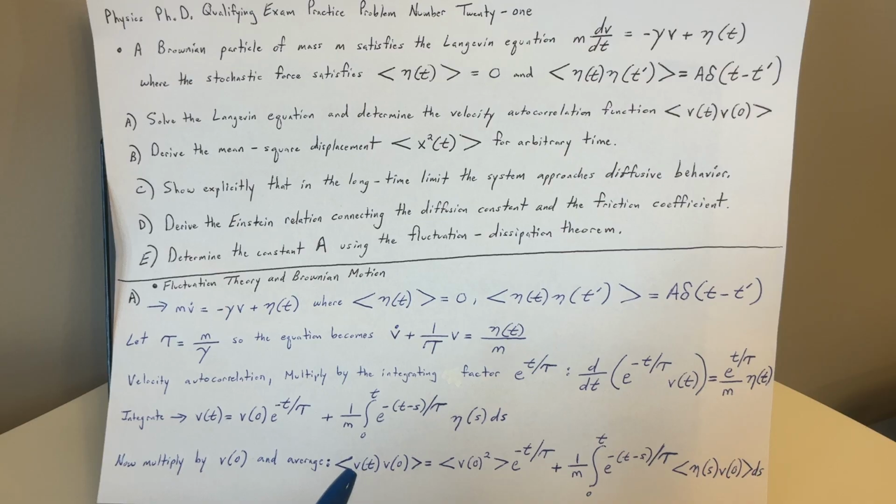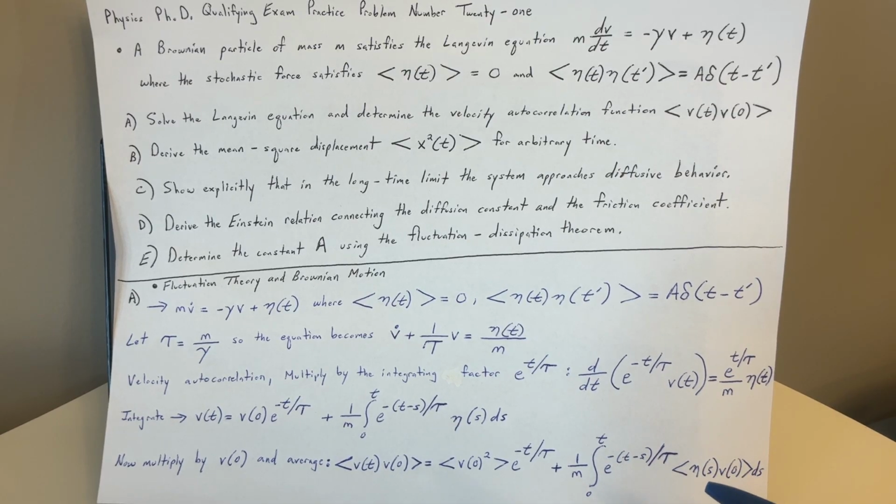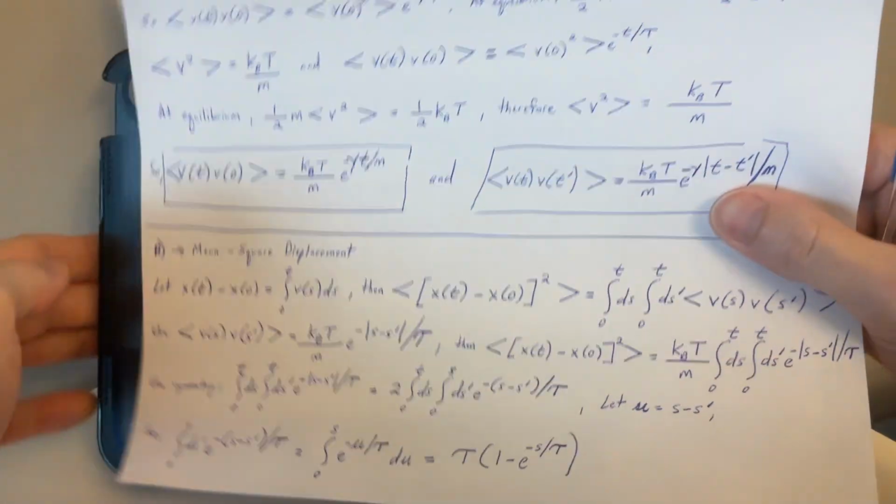the expectation value of v of t, v of 0 equals the expectation value of v of 0 squared times e to the negative t over tau, plus 1 over m times the integral from 0 to t of e to the negative quantity t minus s over tau, expectation value of eta of s, v of 0 ds. Okay, so that's the first part of part A.